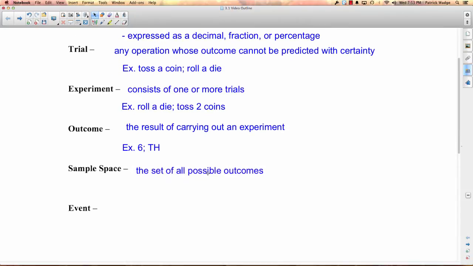The sample space. This is all the possible outcomes you could get, the set of all the possible outcomes. So let's say you flip a coin 5 times and you get tails, tails, tails, tails, tails. Does that mean the sample space is just tails? No, the sample space is tails and heads, because those are all the possible ones. You didn't happen to get heads that time, but it is possible. So if we go back here, the set of all possible outcomes of rolling a die is 1, 2, 3, 4, 5, 6. The set of all possible outcomes of tossing 2 coins is tails-tails, heads-heads, and 1 tails, 1 heads.